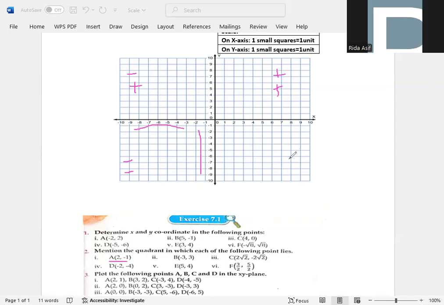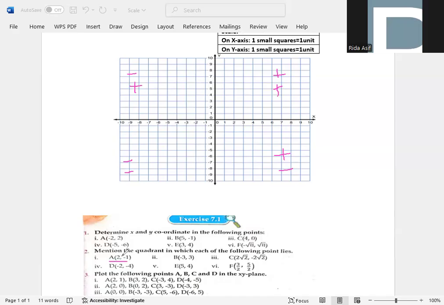What about the fourth quadrant? This is our fourth quadrant, students. In the fourth quadrant, we can see that x-axis is positive. Look, x-axis is positive, and here y-axis is negative. In this quadrant, we can see that y-axis is negative. X is positive and y is negative. Clear? So now, after mentioning all the x's, positive and negative, we can solve question number 2 very properly.